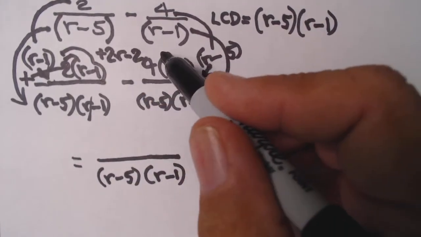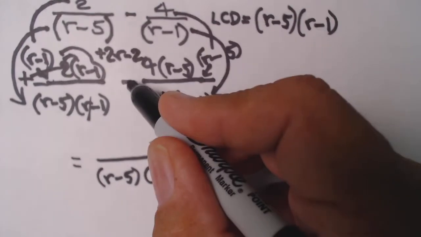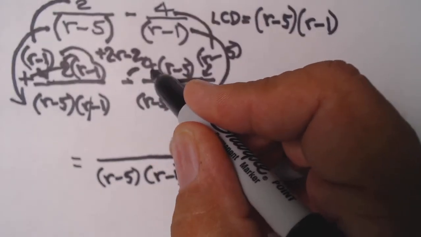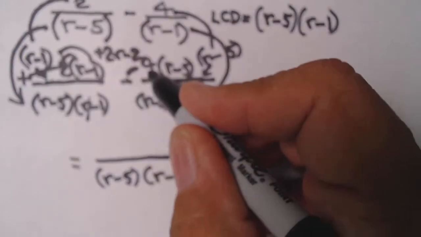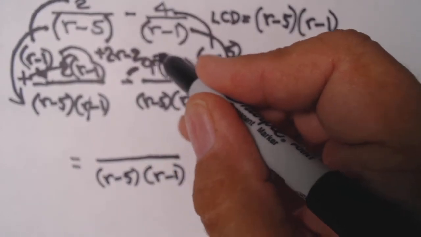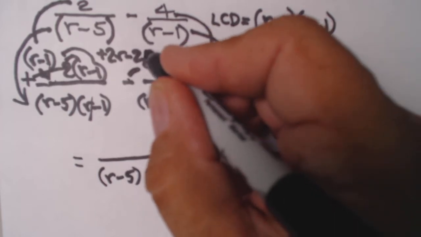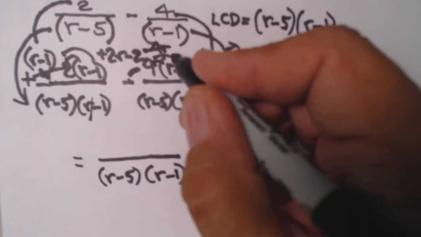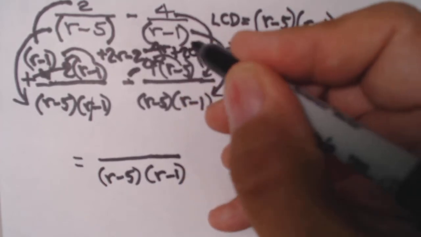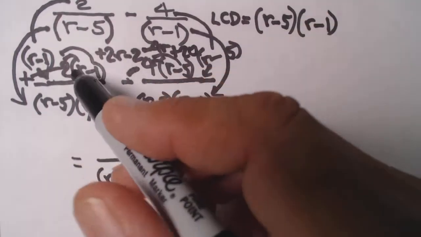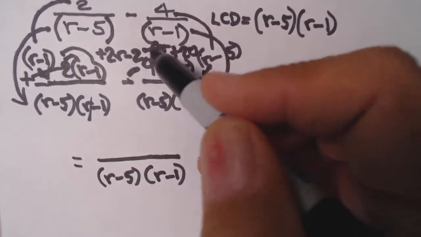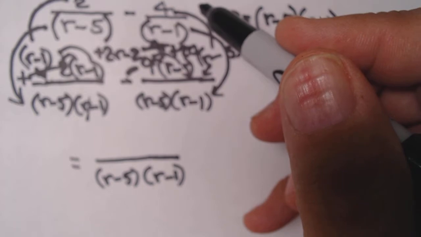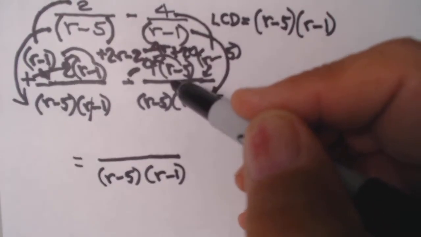Now, to continue on with the numerators, remember this second fraction has a minus in front of it. So you take that minus and glue it to the 4 here, and it becomes officially a minus 4, and now you distribute that in. Minus 4 times r is negative 4r, and minus 4 times minus 5 is positive 20. Okay, well now we've got all the parts of the numerators with their correct signs. So now let's combine them together and see what we get.